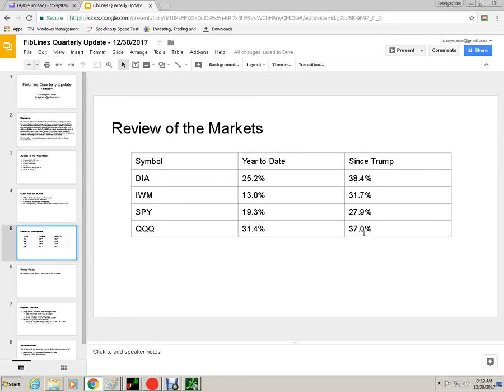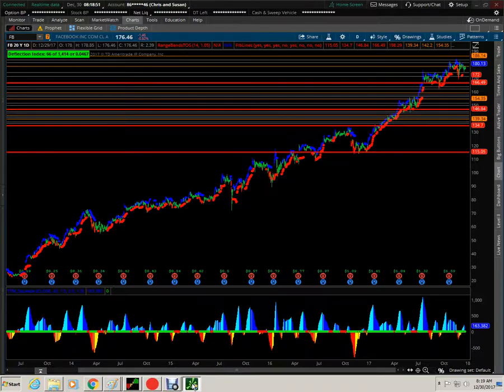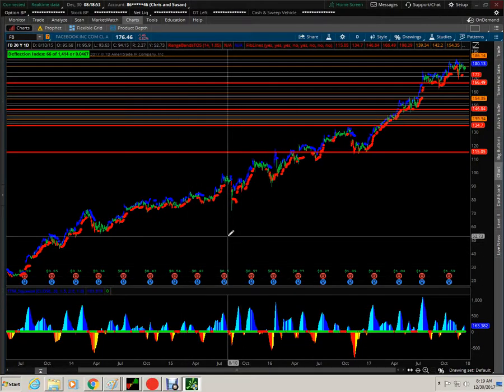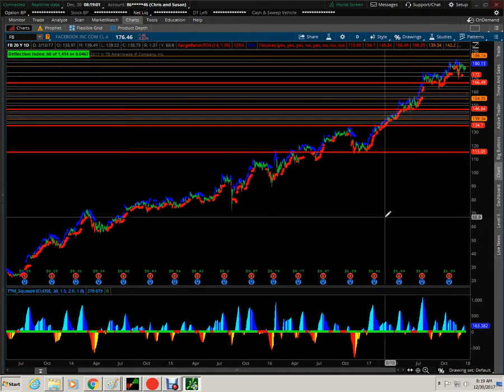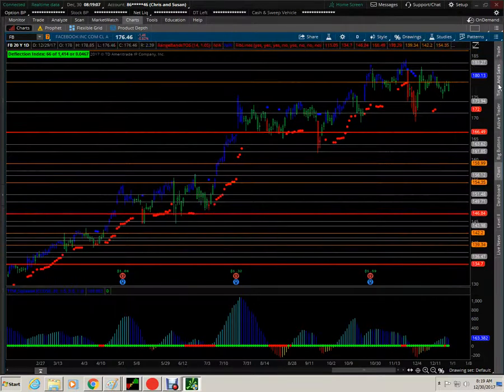I certainly have. Okay, so let's take a look at some of my favorite symbols through the lens of the FibLines indicator. Back first to Facebook. Facebook, of course, is one of my favorites. I've been with it the whole time since it's been certainly under 100. I've sold off some of it recently, but just to rebalance the portfolio. But I'm going to stick with it long term.